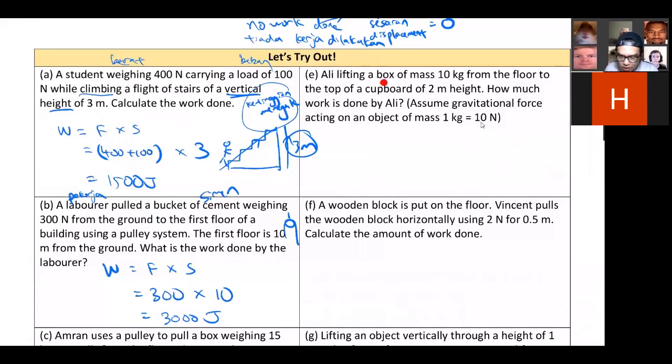Let's see E. Ali lifting a box of mass 10 kg. Is it always they give you here? Can you see? 1 kg equals 10 Newton. Just now the one I don't know why they forgot to give. Never mind. 10 kg. If you're scared you're confused, you write here 100 Newton. From the floor to the top of a cupboard, I tarik ke atas almari, 2 meter height. How much work is done by Ali? The same thing. Work done is equal to force times displacement. So force is 100, displacement is 2. So you get 200 joule.